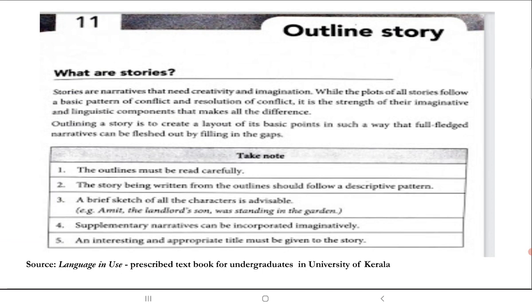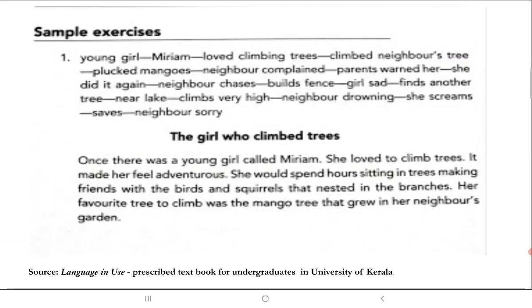Okay, so now let us look into the points once again. The outlines must be read carefully. The story being written from the outlines should follow a descriptive pattern. A brief sketch of all the characters is advisable. Supplementary narratives can be incorporated imaginatively. An interesting and appropriate title must be given to the story. Okay, so these are the major points that you need to keep in mind while you try to develop an outline story. Now, let us look into an example.